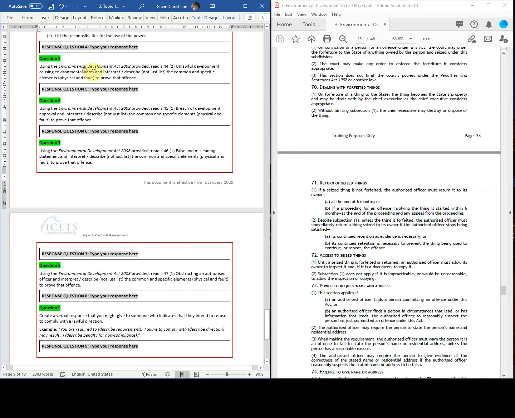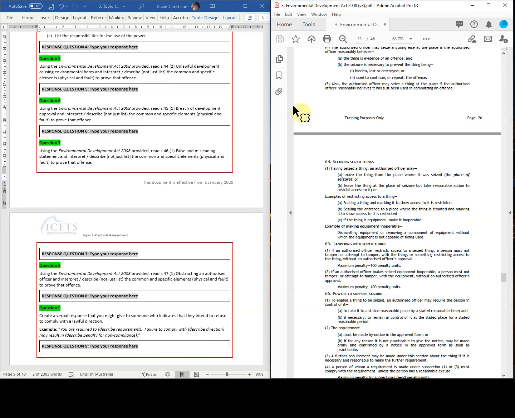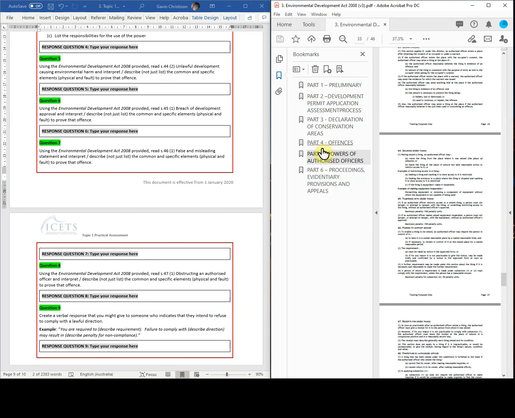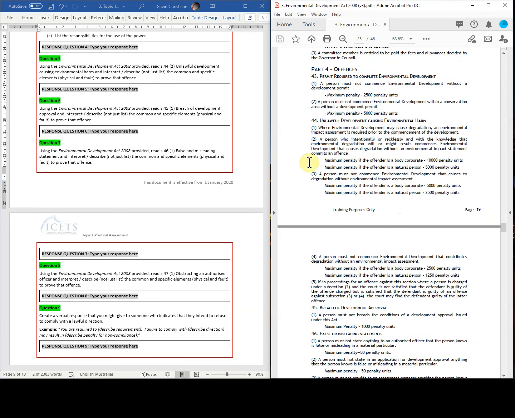So question 5 would be a very familiar section to you. Section 44, subsection 2, unlawful development causing environmental harm. So we have a look at our offences section, which is part 4 of the legislation, part 4 being offences. Section 44, subsection 2. That section should be quite familiar. Think back to what we did in our example in the theory earlier, and you should get some assistance with that one.